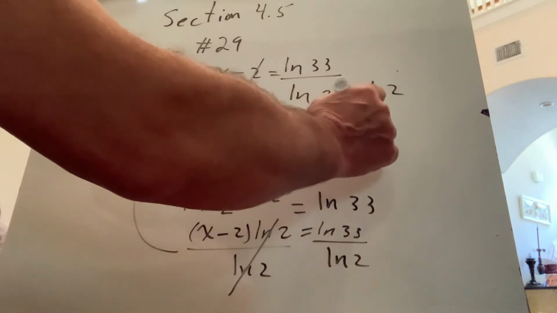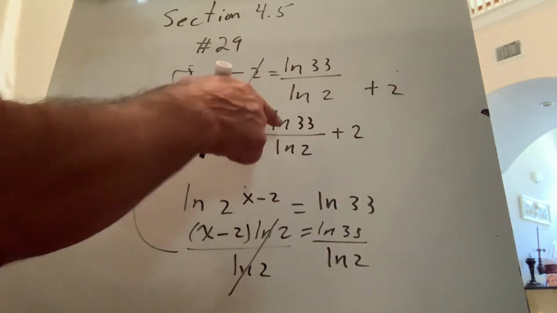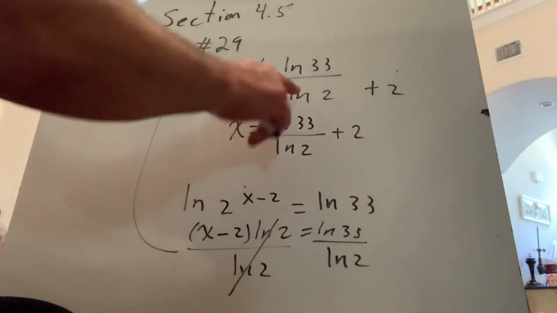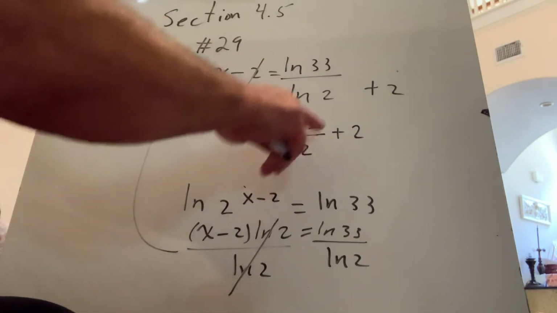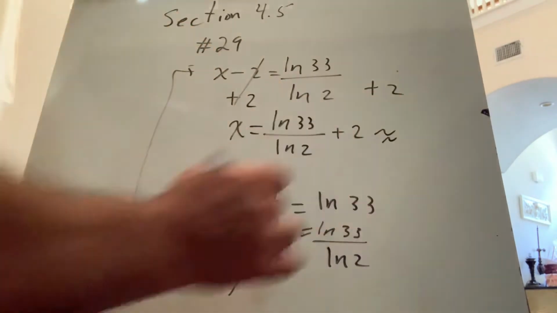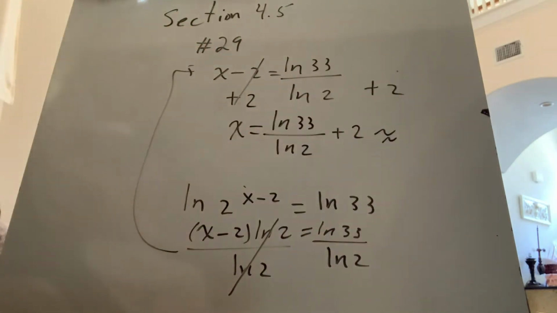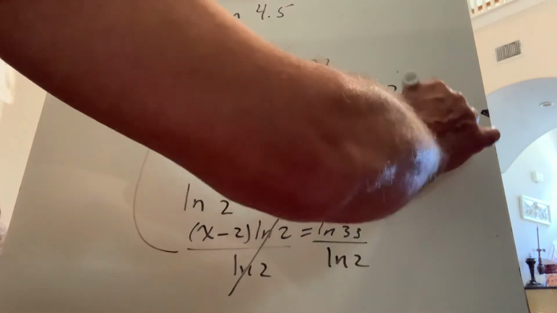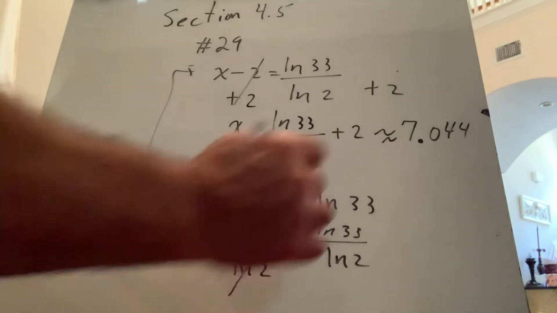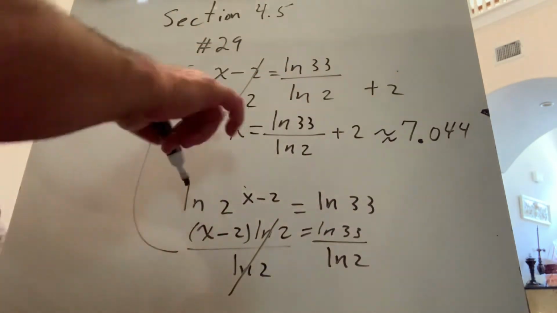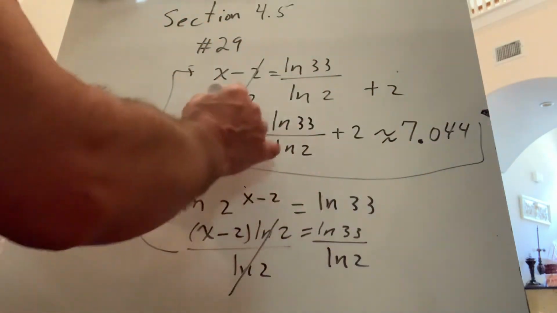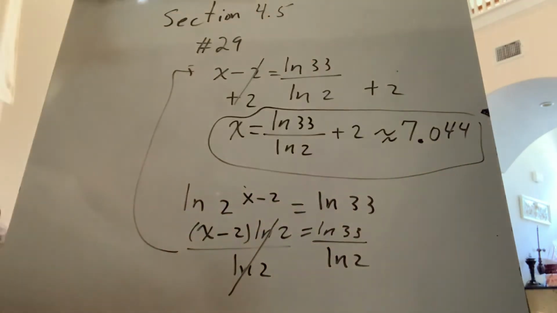If you use your calculator, remember you have an ln button for natural log. Divide natural log of 33 by natural log of 2 and add 2. I think they want 3 decimal places, so 7.044, I believe, is what you should get as you round your answer. But this is the exact answer, and that will be the approximation for the solution for this equation.